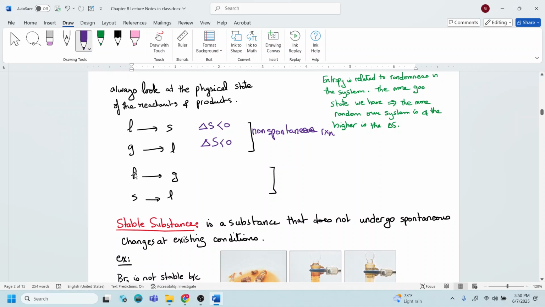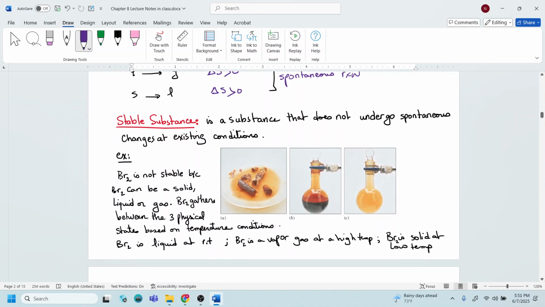Then if I'm going from a liquid to a gas, this is higher randomness. I am reaching the gas state, so delta S is going to be positive. Going from solid to liquid, higher randomness again. So delta S is going to be positive, and that will represent a spontaneous system or a spontaneous reaction, depending on what you are working with.